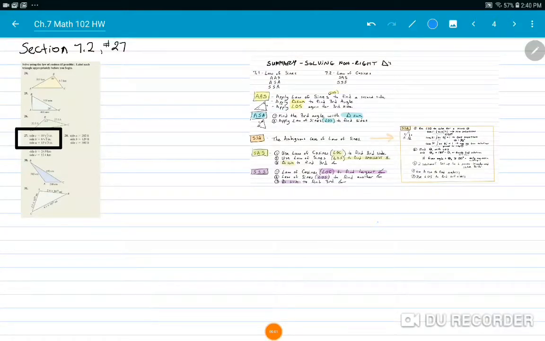From section 7.2, we're going to do number 27, where we need to solve that triangle using the law of cosines if possible. So I'm going to start by drawing a random triangle, 3 straight sides. I don't want to make it look like a right triangle. Try to make it a little different.